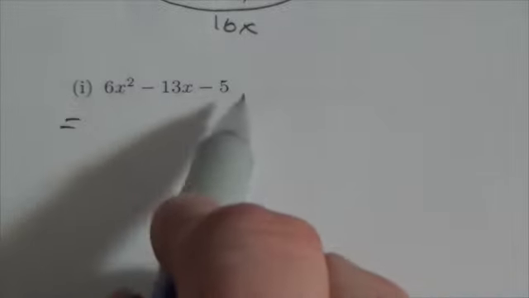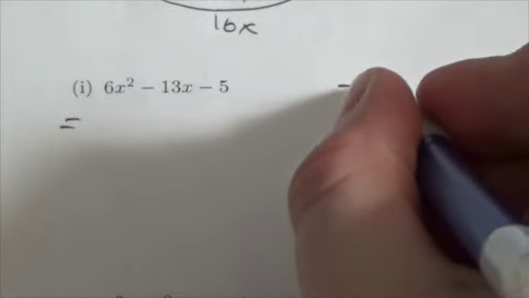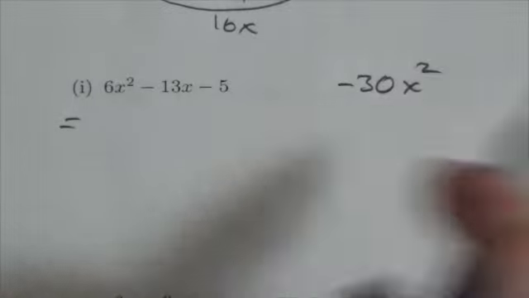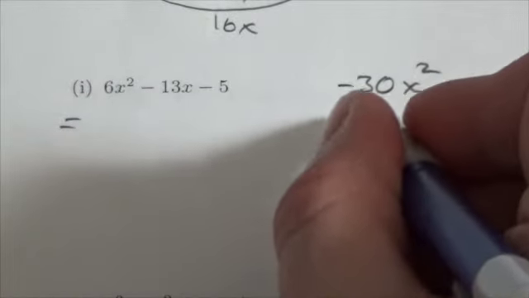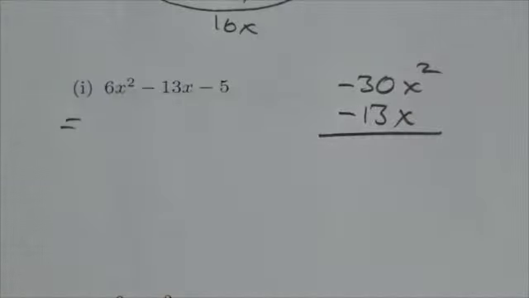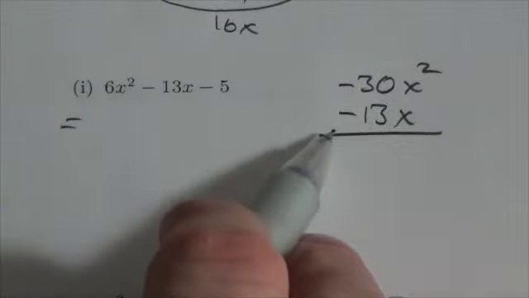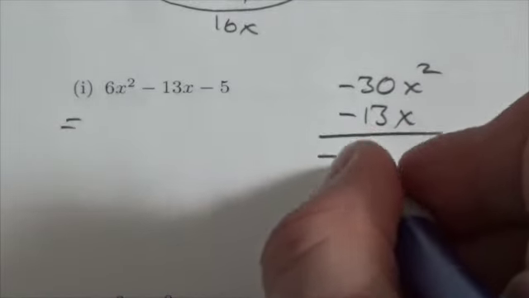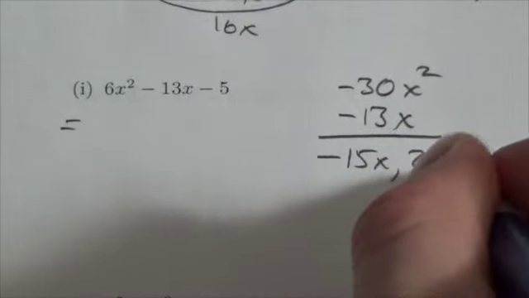I take that first term, multiply it by the last term, and I'm going to get negative 30x squared. So I'm looking for two expressions whose product is negative 30x squared and whose sum is negative 13. If their product is negative 30, that means one of them's got to be negative, one of them's got to be positive. If the sum is negative, that means that the larger of the two values has the negative sign. And it doesn't take much for me to guess that that has got to be negative 15x and positive 2x.